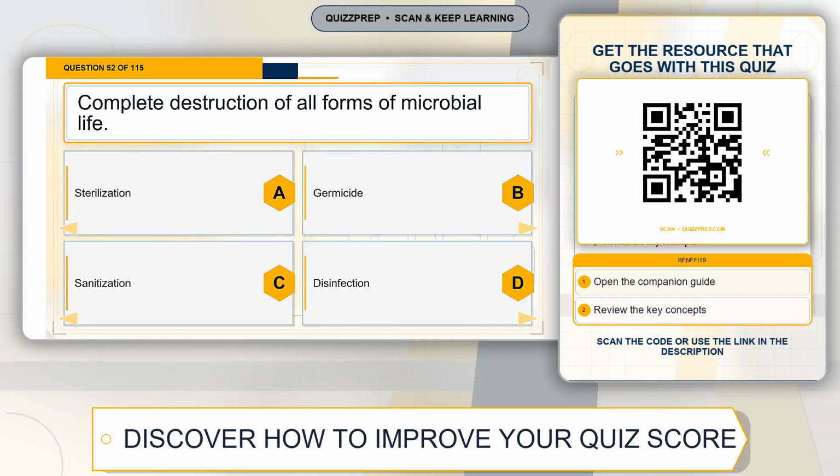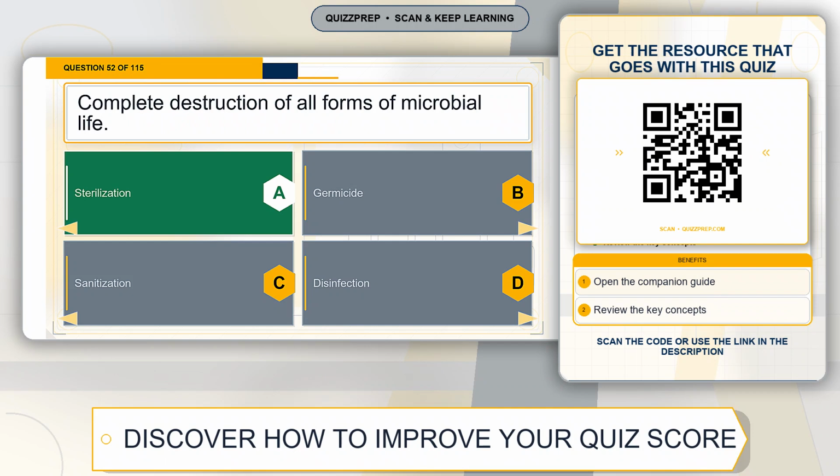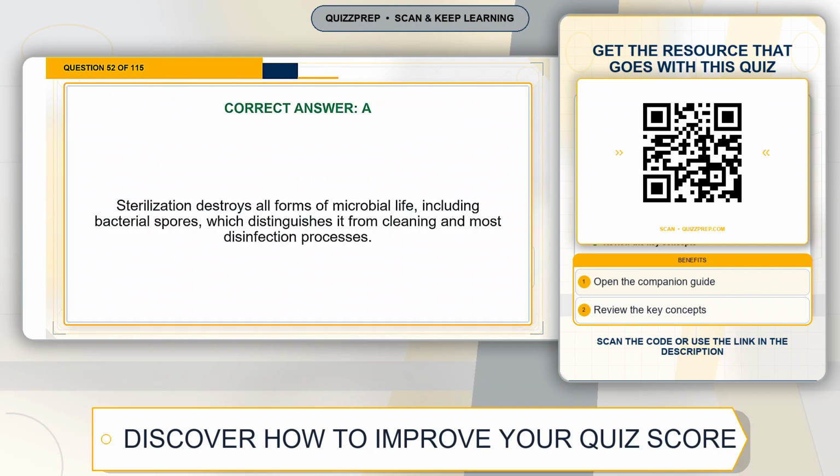Question 52. Complete destruction of all forms of microbial life. Option A, sterilization. Option B, germicide. Option C, sanitization. Option D, disinfection. The correct answer is option A, sterilization. Explanation. Sterilization destroys all forms of microbial life, including bacterial spores, which distinguishes it from cleaning and most disinfection processes.